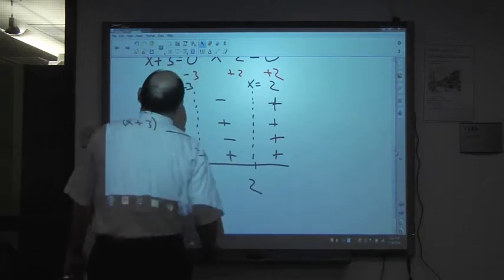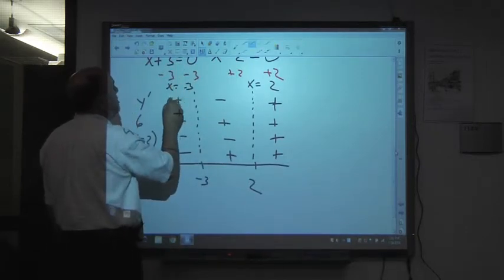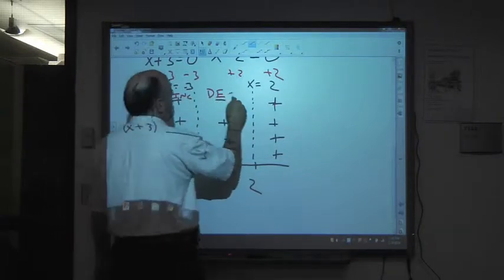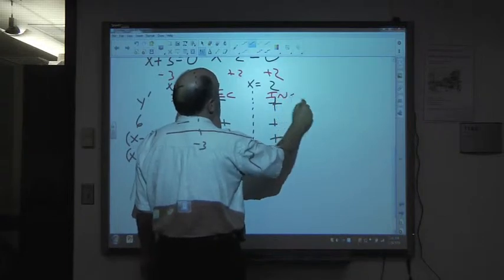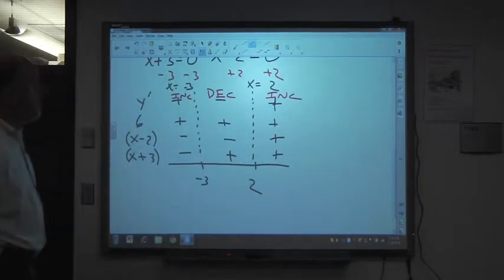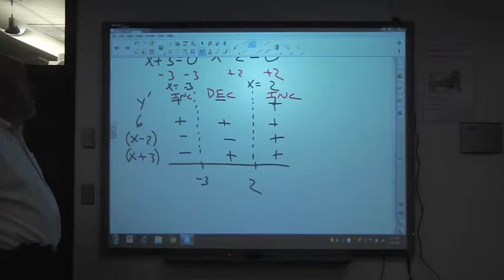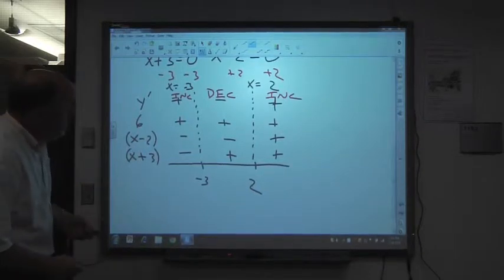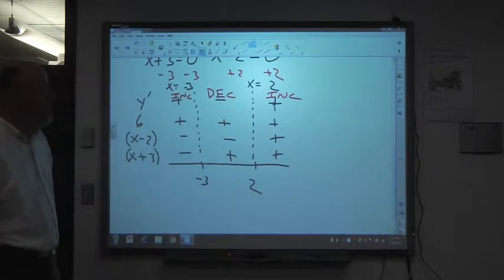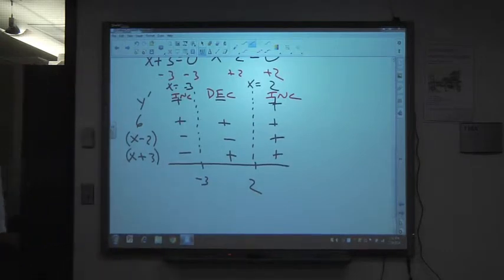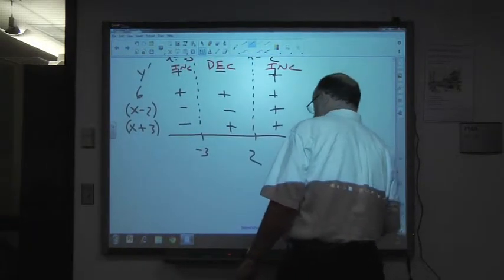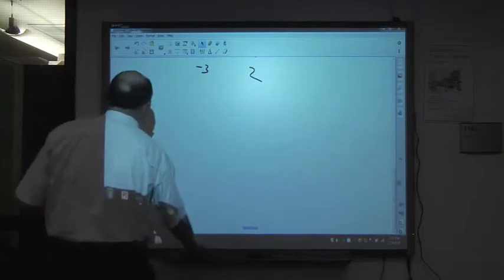So what this tells us then is that here my function is increasing. Here it's decreasing. And then here it's increasing. So we know a bit about what's going on with our graph and how this is working. We can also, because we know the x values here, go back to our original equation and find the corresponding y values. Right?